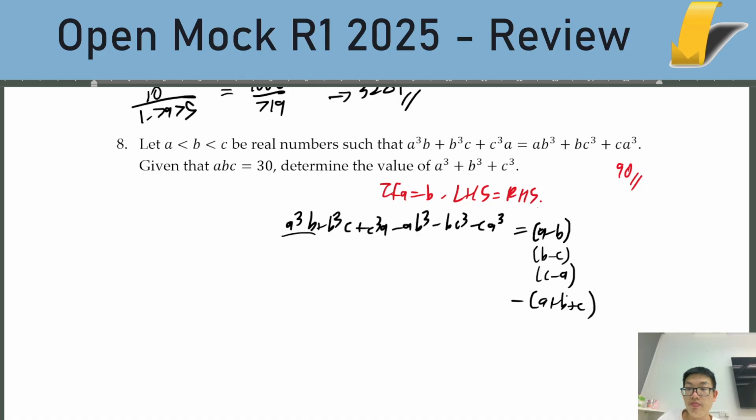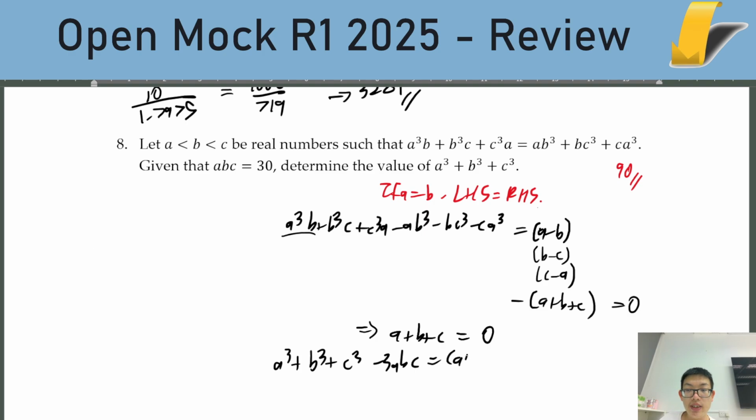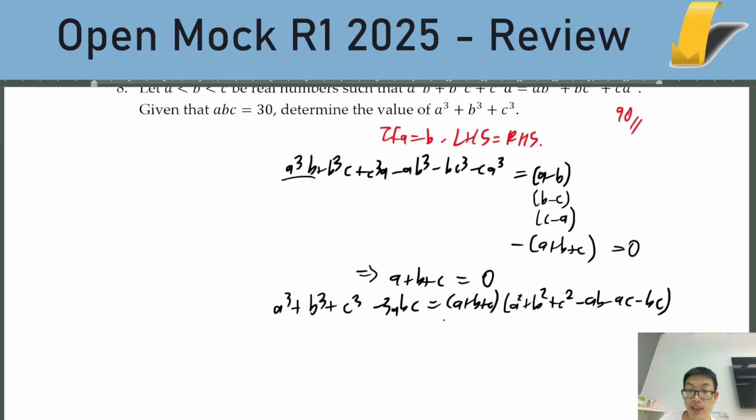Or you can just know that if a cubed b has the correct coefficient, so will b cubed c and c cubed a, because it's not symmetric, it's technically cyclic. The implication, therefore, is that a plus b plus c equals 0. And if a plus b plus c equals 0, we can use our other identity, which is that a cubed plus b cubed plus c cubed minus 3abc is a plus b plus c times a squared plus b squared plus c squared minus ab, ac, and bc, which is 0 since this is 0.